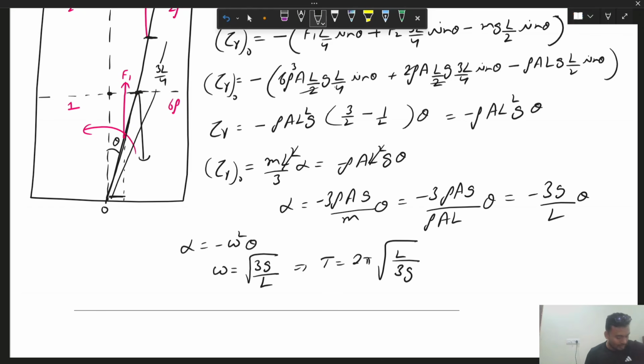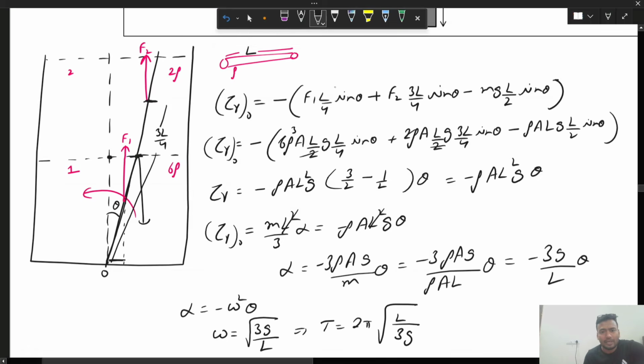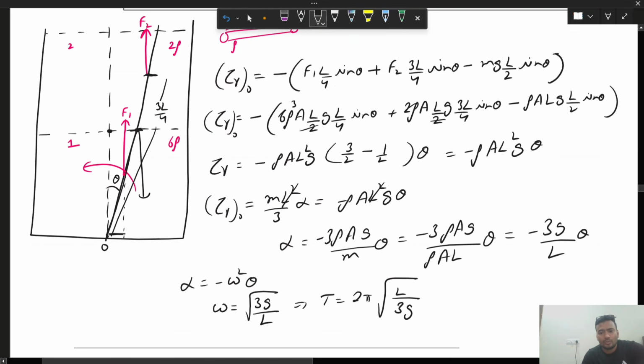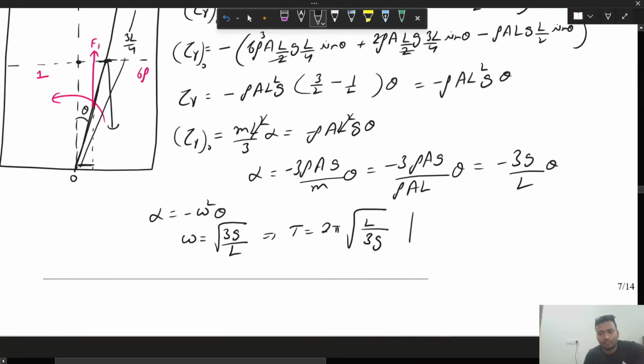All the given values are there. If you put everything in, you just compare it. Actually, the question is asking you to compare. Yes, 2 pi by N, L by g. So that 3 you have to take outside. So basically, as per the question, this N will be root 3.